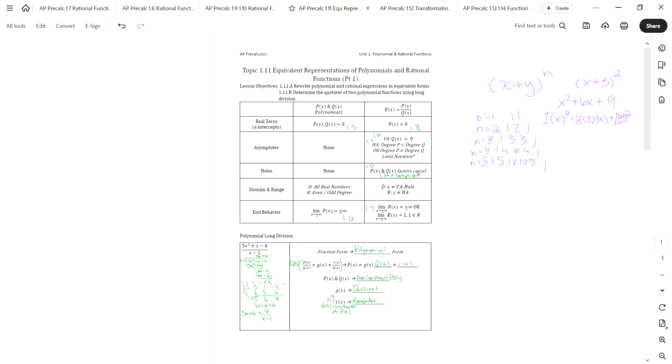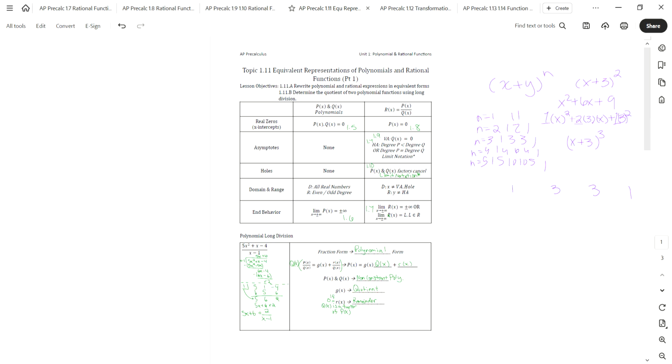Now, what if this was x plus 3 to the third? I don't want to FOIL and then have to distribute. Let's go to this third line right here. If we are using this third line, my pattern is going to be 1, 3, 3, 1. So there are going to be 4 terms in my answer. 1, 3, 3, 1. I made this a little bit easier by making it a plus.